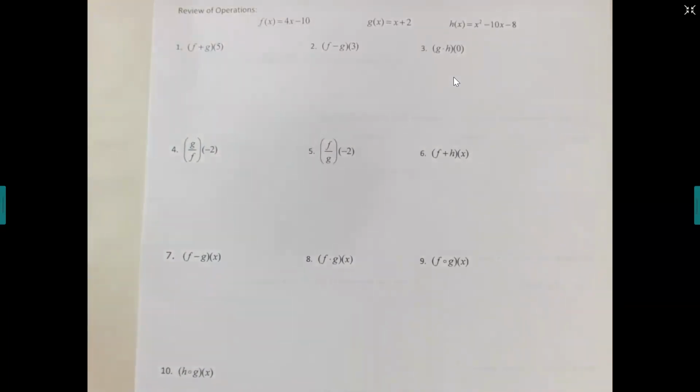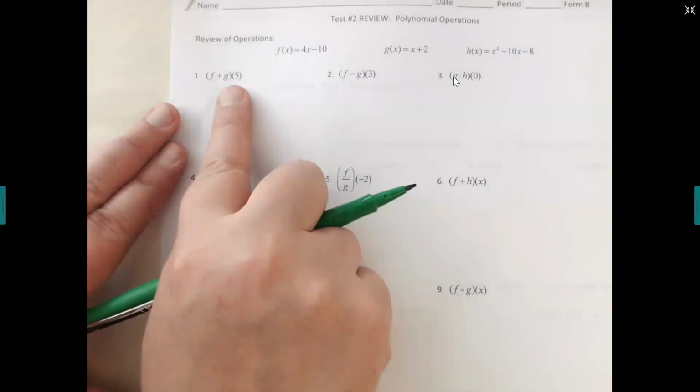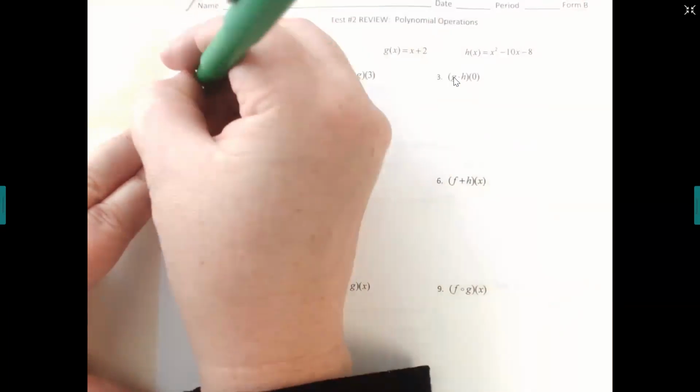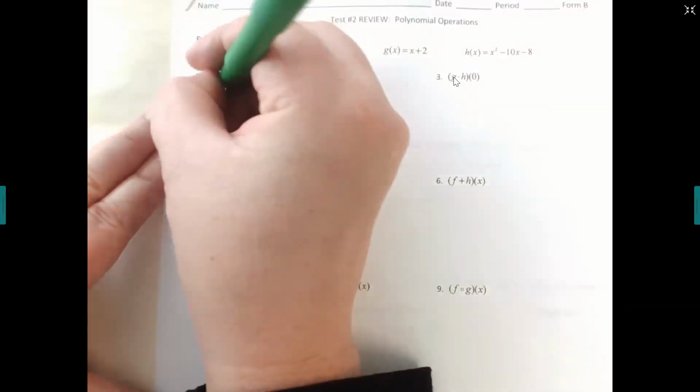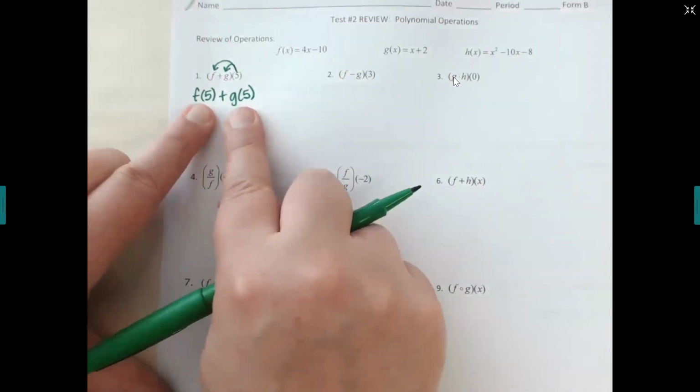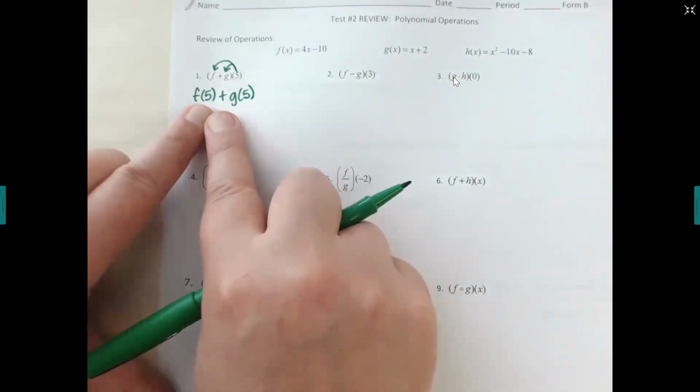Make sure you remember how to do this, but you should have learned how to do this on Thursday when you had your sub. Okay, so let's start with number 1. I have f plus g parentheses 5. Remember that that's telling you to take the 5 and plug it into both equations. So f of 5 plus g of 5. And then once you get these two numbers, do you remember you just add them? That's why I had you pick up a calculator.